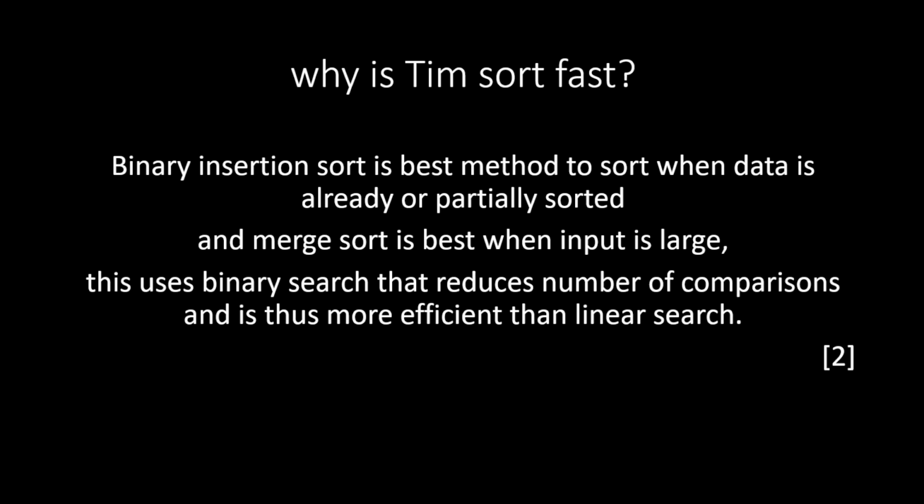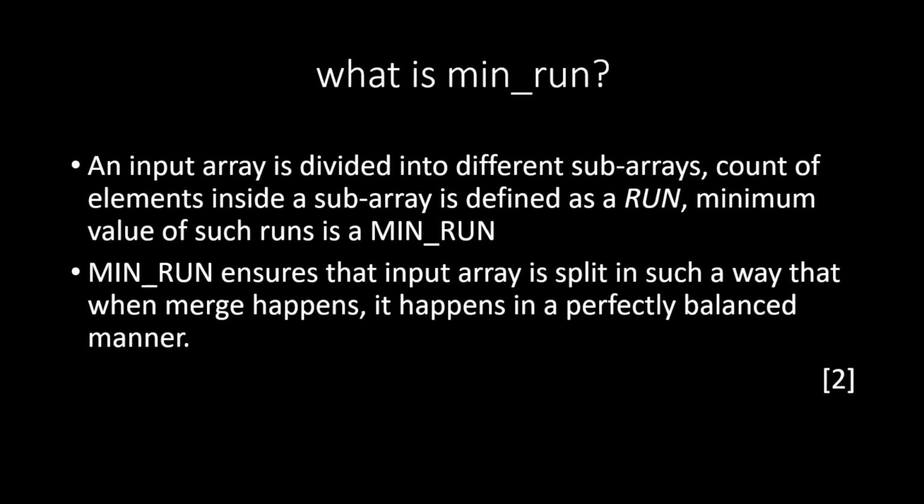Why is Timsort fast? Well, we know it's because the insertion sort is good at short, small lists, and merge sort is quite good when large lists are used. And also we can use the binary search. So that's why Timsort is fast. What is min run? Well, the size of the runs has to be decided, and this can be done using a counter and a limit on the size, or the minimum value of the runs, which is called min run. So that way the algorithm can decide how to split the array up.